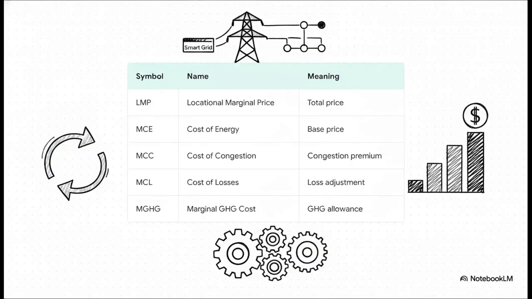To really understand that calculation, we have to look at how grid operators, like CAISO for example, break that total price down into a four-part mathematical equation. The final LMP is built out of the MCE, the MCC, the MCL, and the MGHG. Yeah, I know, it looks like a total bowl of alphabet soup right now, but stick with me. By the end of this explainer, you'll see exactly how every single one of those technical variables stacks up to create the true price of power.